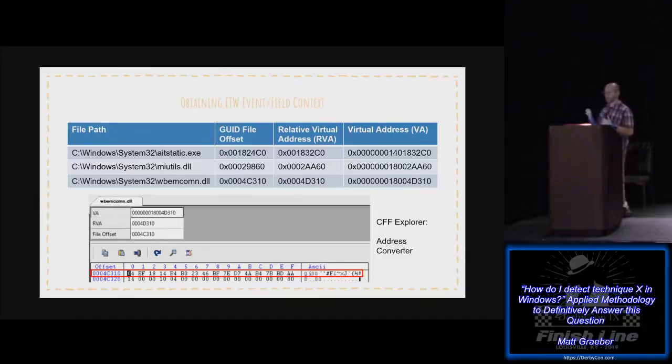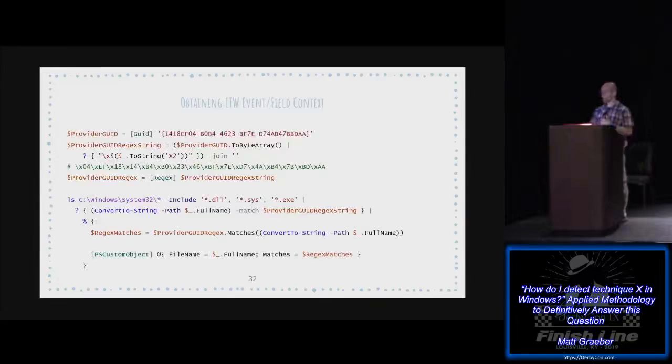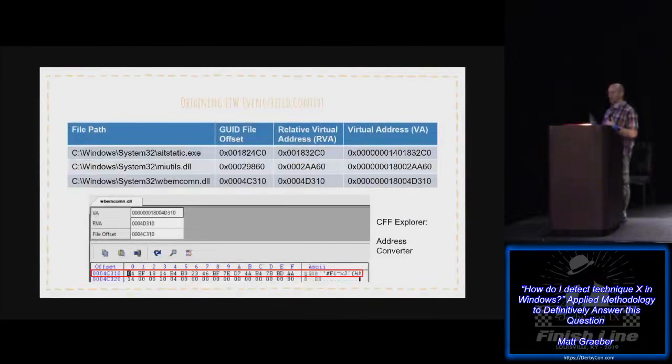So I only found these 3 DLLs. AIT static is not relevant. That's related to telemetry. MI utils wasn't super relevant. I forget what it was for. But WBEM COM-N looked like the absolute relevant component here that I wanted to dig into. So I started digging into it.